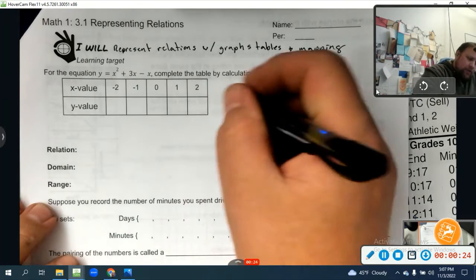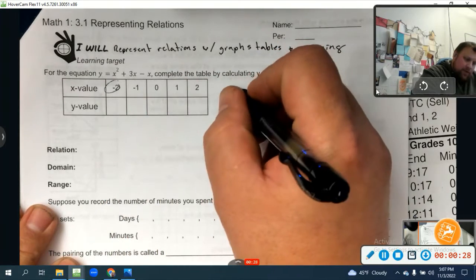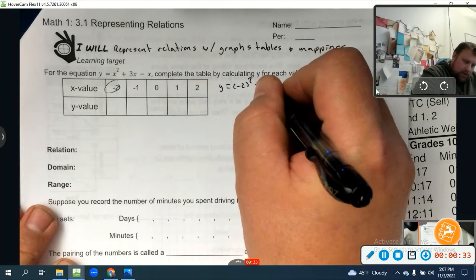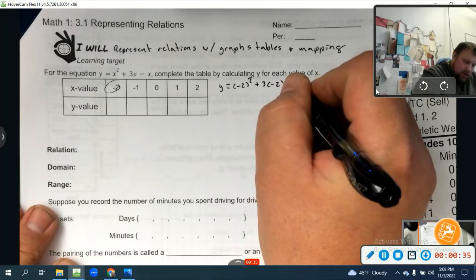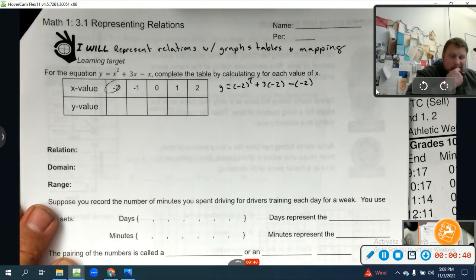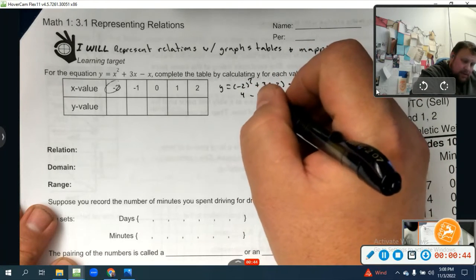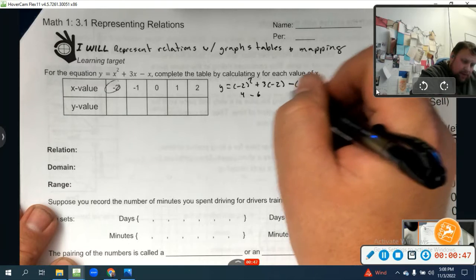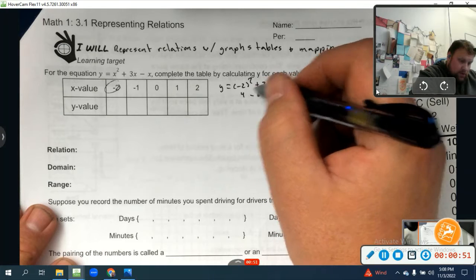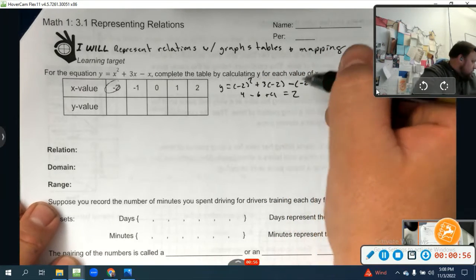I'm going to show you how to do the first one. Don't forget to put them in parentheses. So I'm going to plug in -2 for x. So I'm going to have y equals -2 squared plus 3 times -2 minus -2. And it's going to be -2 squared is just +4 minus 6. And those two negatives make a positive plus 4. So this is 4 plus 4 is 8. 8 minus 6 is 2.